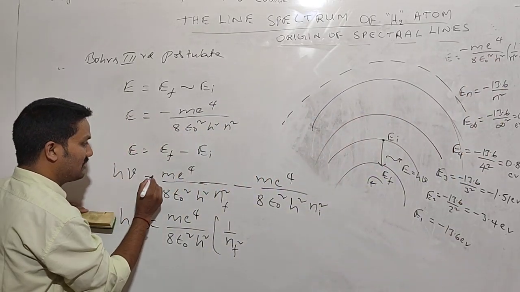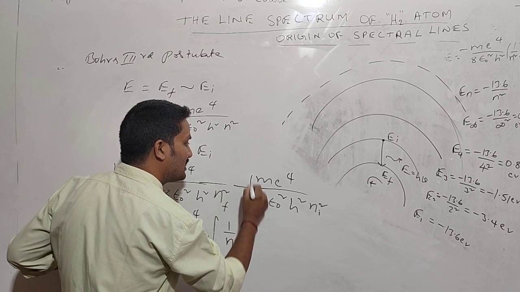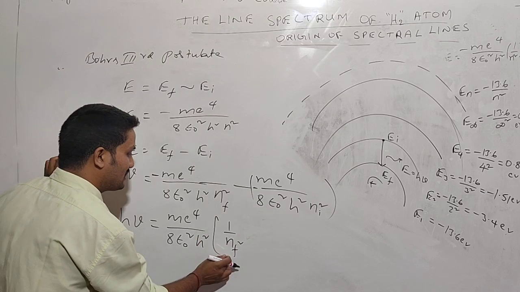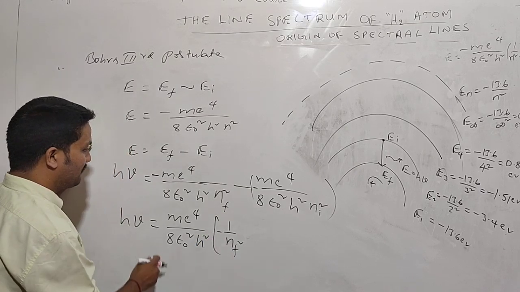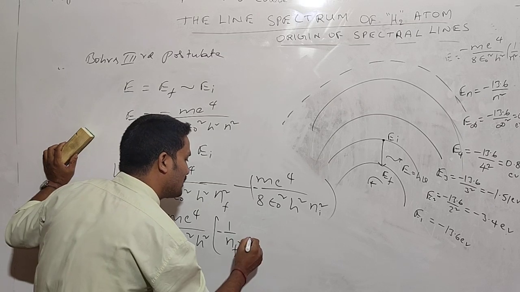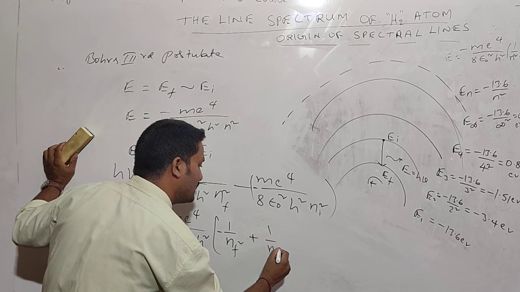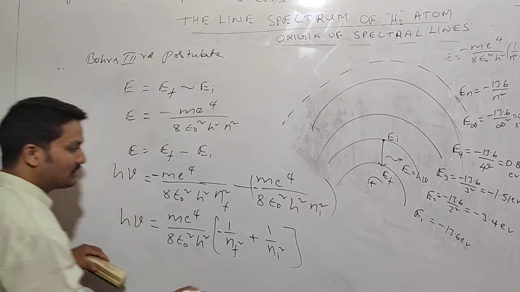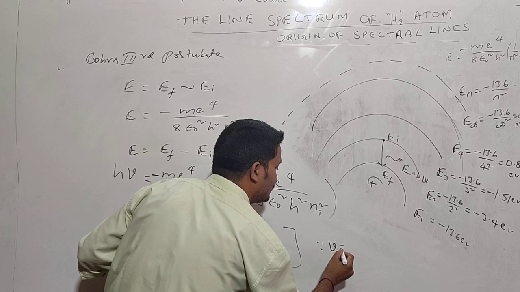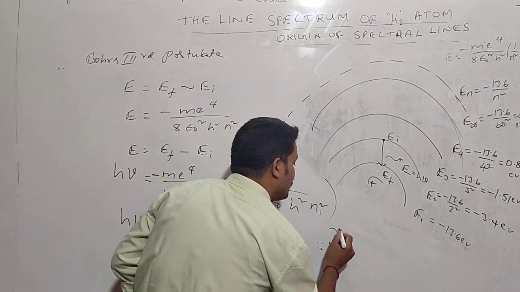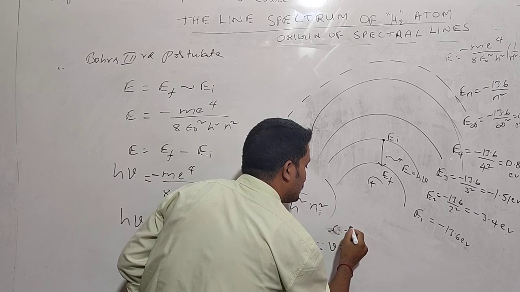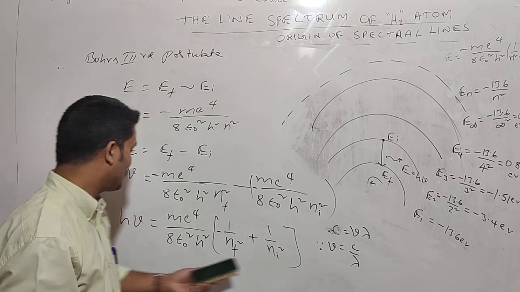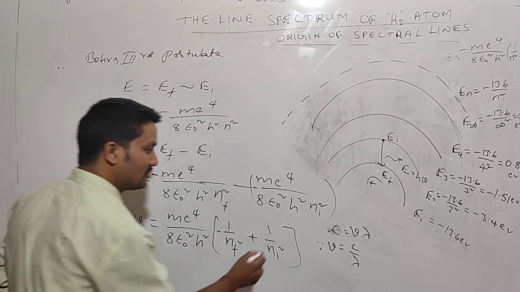So that's why this one is minus, and minus of this one is minus. Then what do we get here? Minus 1/Nf² and minus of minus is plus, so we get 1/Ni². So hν is equal to... we know that c = νλ, and ν = c/λ. This is the formula; in place of ν we may use this.